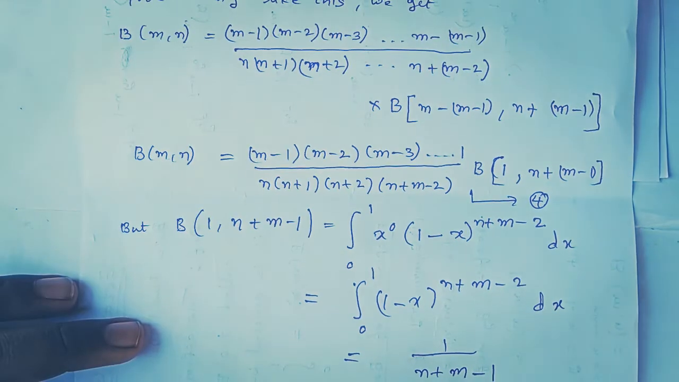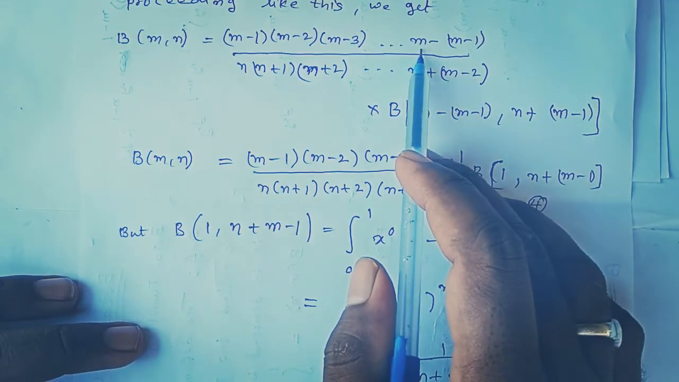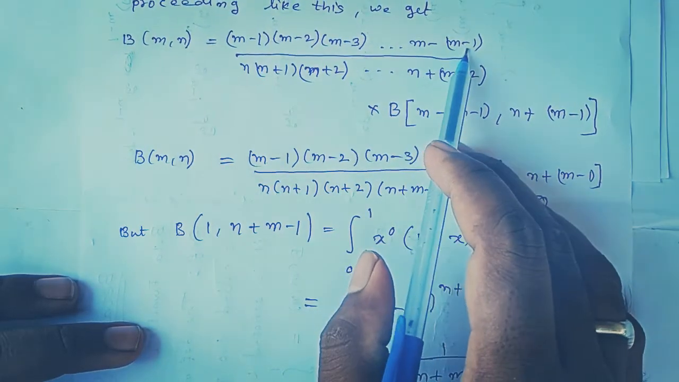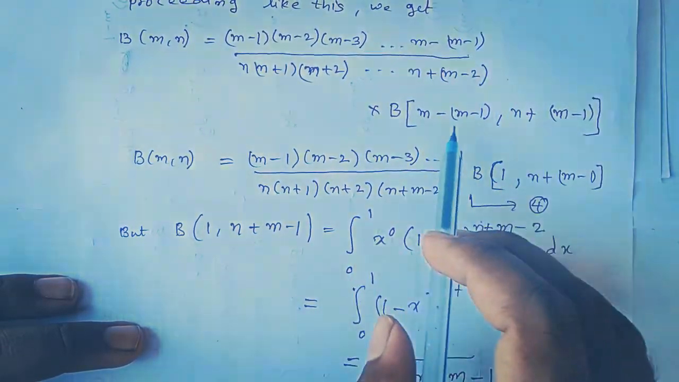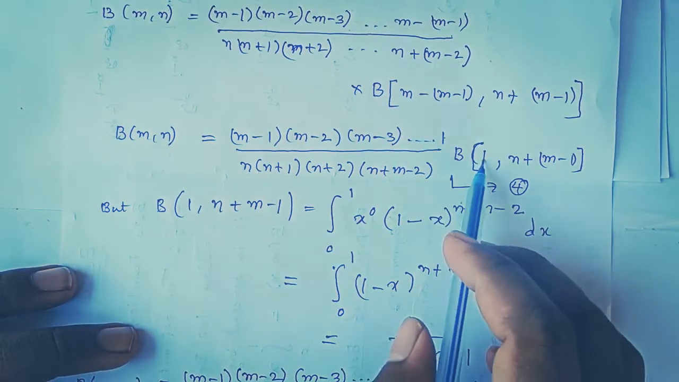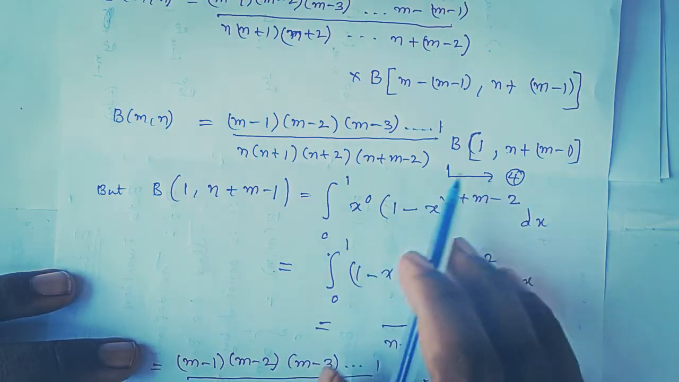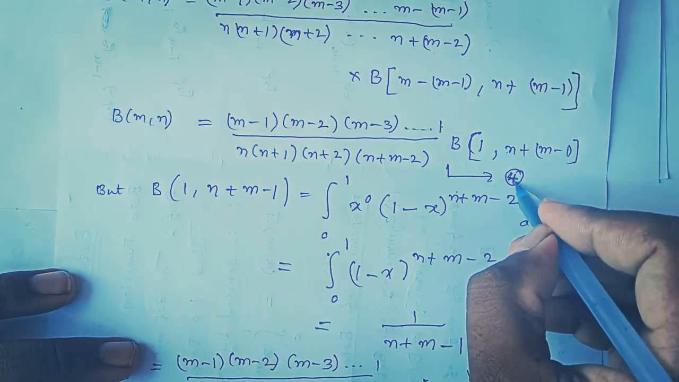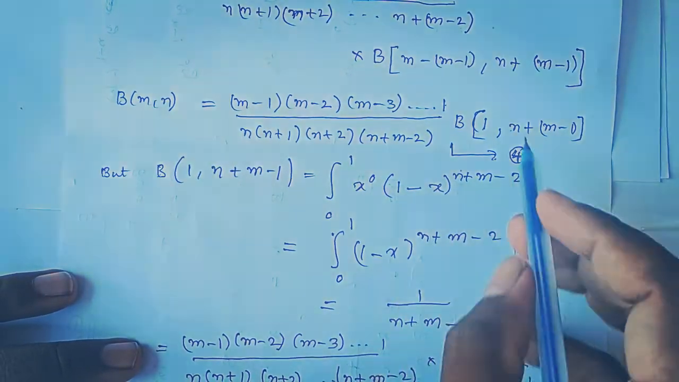Okay, here m minus m minus 1, m minus m cancelled, minus and minus plus 1, this value is 1, this value is also 1, therefore replace it with 1. Okay, let us assume this as 4.